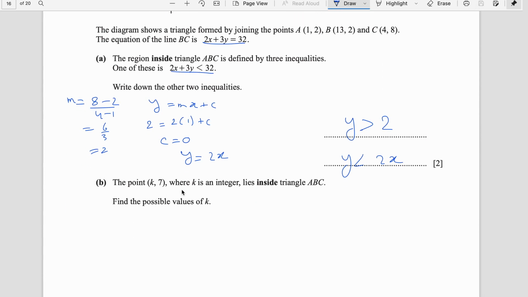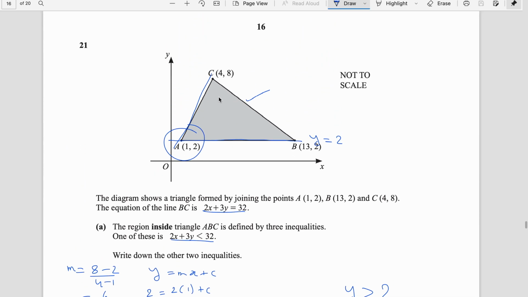The point (k, 7), where k is an integer, lies inside the triangle. Find the possible values of k. So k is unknown, that is x, and y is 7. You see this point right here, (4, 8), so we know this is y = 8. So y = 7 must be this.